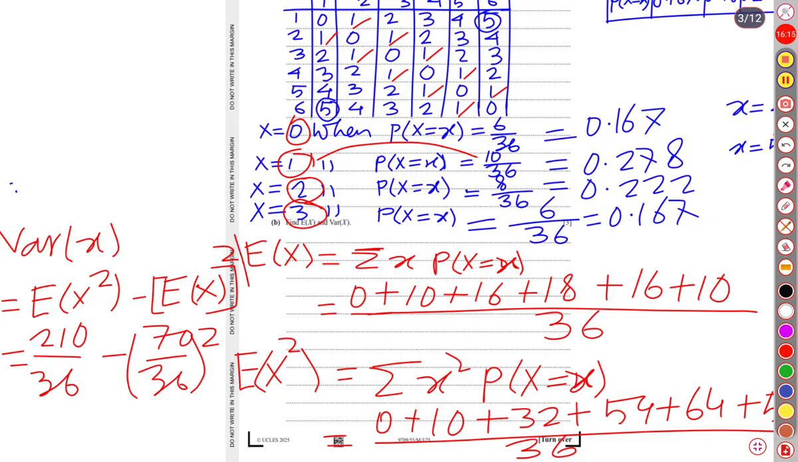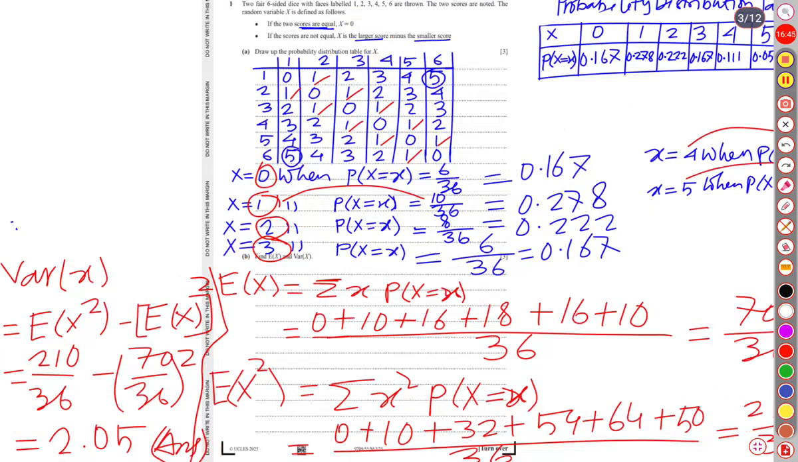Let me draw a division line. Then let us use our calculator: 210 over 36 minus 70 over 36 whole squared. It will show 2.05. 2.05 is our variance.